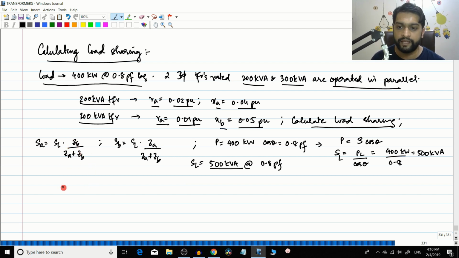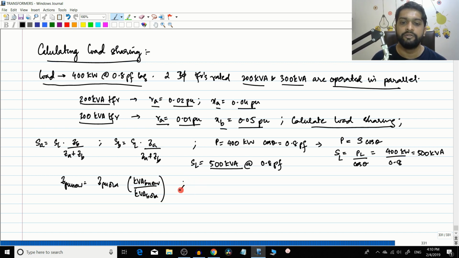So what is the formula here? ZPU new is equal to ZPU old multiplied by kVA base new divided by kVA base old, right? So this was the formula. Now let us take a new kVA base. We will take the kVA base new as 300 kVA. So for ZA and ZB we have to recalculate all the per unit values.